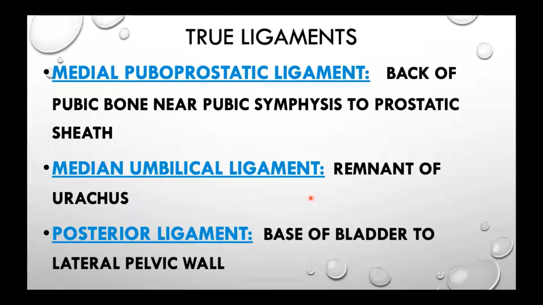Then the medial puboprostatic ligament attaches from the back of the pubic bone, near the pubic symphysis, to the prostatic sheath. So it attaches from the pubis to the prostate. Then the median umbilical ligament is nothing but the remnant of the urachus, and the posterior ligament attaches from the base of the bladder to the lateral pelvic wall. The base is the posterior surface, so it runs from the posterior surface to the lateral pelvic wall.